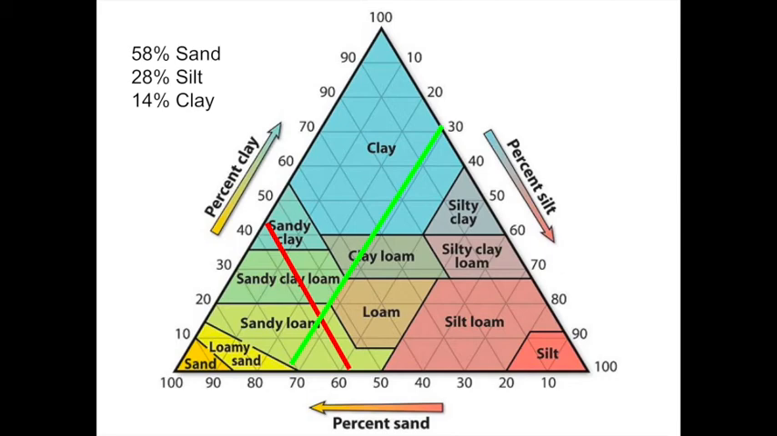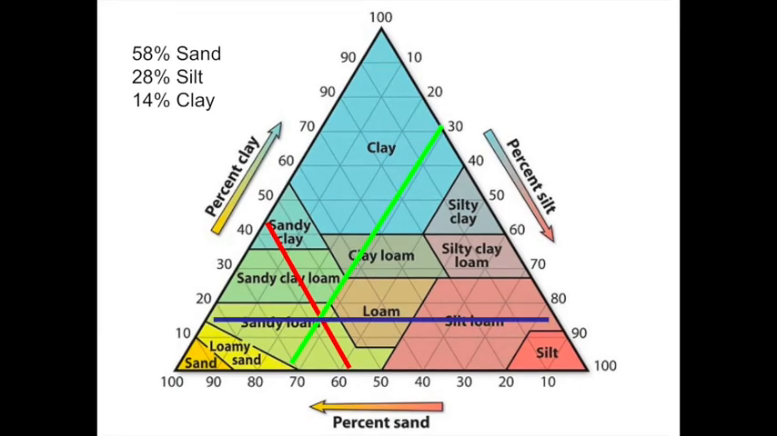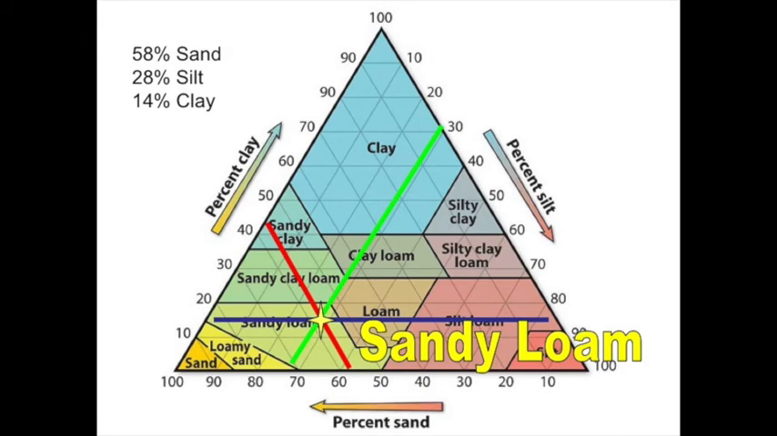Just for completeness, I'm going to go ahead and plot the 14% clay as well. We can double check our answer. We can see that the clay line intersects at the same spot, and therefore we know that we have correctly identified our soil as a sandy loam.